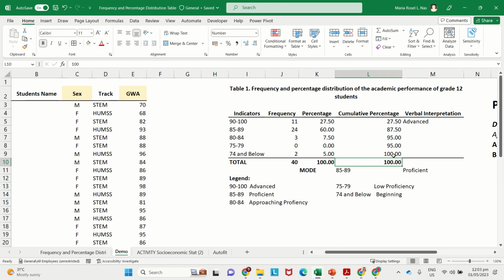So the total should be 100 here. So this should be equal to 100, equal to the value of your last row, which is 100.